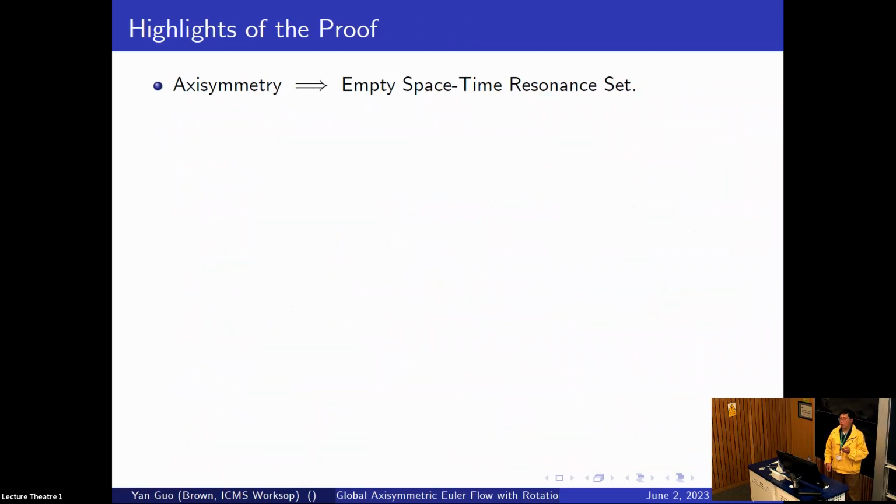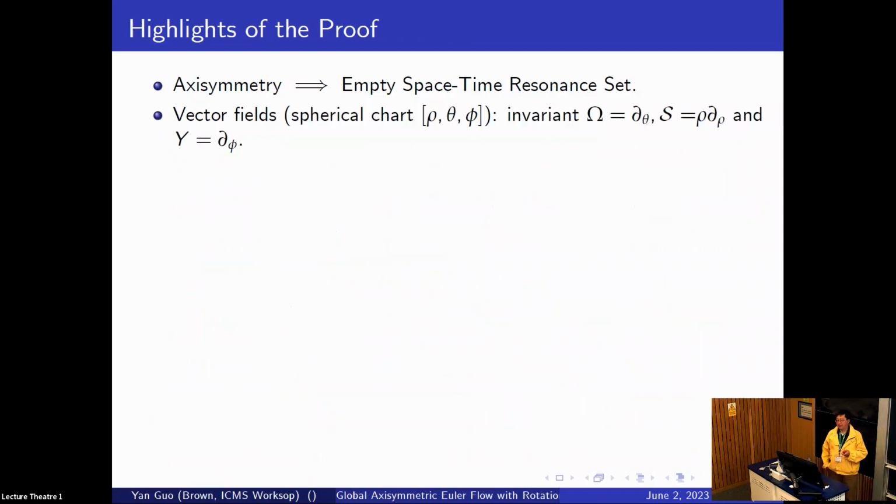Okay. So now what's new in our work? First of all, let me say the role of axisymmetry, the mathematical role. Once we assume axisymmetry, then the space resonance set is empty. Okay. So if the axisymmetry is not imposed, you have a huge set of space-time resonance set, which is extremely hard to overcome. Okay. So this is one reason why axisymmetry is important.